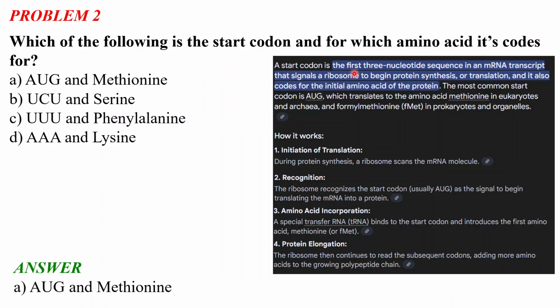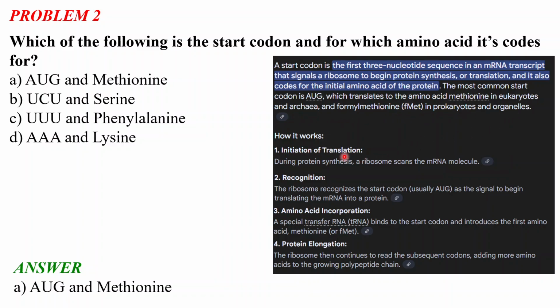The start codon is the first 3 nucleotide sequence in an mRNA transcript that signals a ribosome to begin protein synthesis, or translation, and it also codes for the initial amino acid of the protein. The most common start codon is AUG, which codes for the amino acid methionine in eukaryotes and archaea, and for formyl methionine in prokaryotes and organelles.